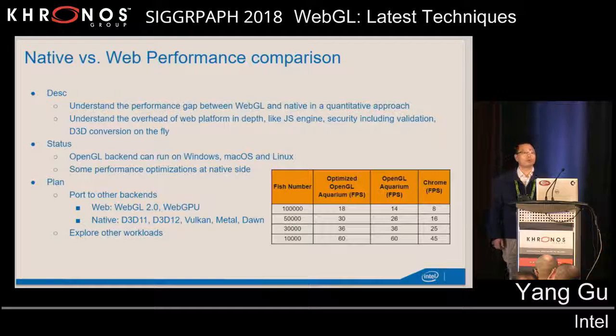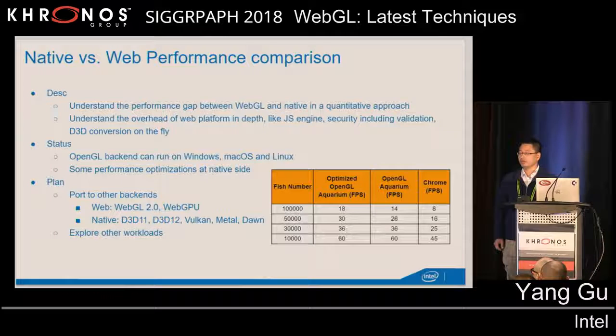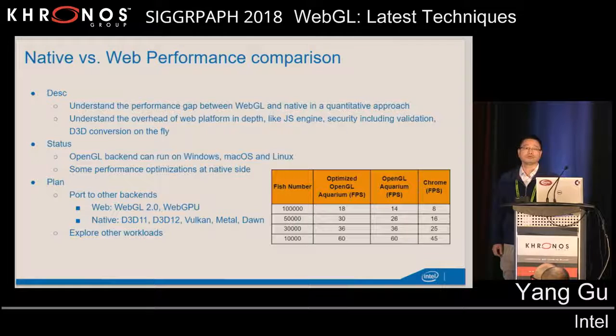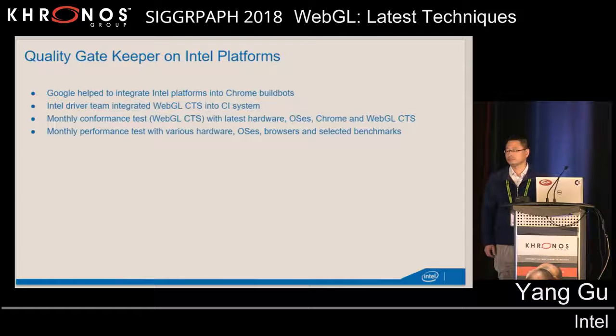When we are doing web work, we often ask the question, how does web performance compare with native? Our answer to that is to port ACRM, the de facto WebGL benchmark, to native. Currently, its OpenGL backend works well on Windows, macOS, and Linux. We also did some performance optimizations on the native side. Our plan is to port it to more backends, including both WebGL and native.